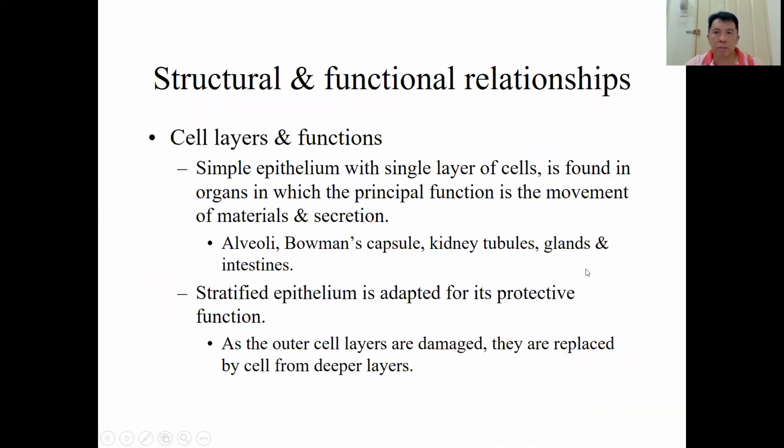So, structural and functional relationship. In order to study epithelial tissue, you must be able to relate the cell layer to the function, and also the cell shape to the function. For example, simple epithelium with a single layer: normally the main function is movement of material, secretion and diffusion. And stratified epithelium has many layers, so most of it is for protection.